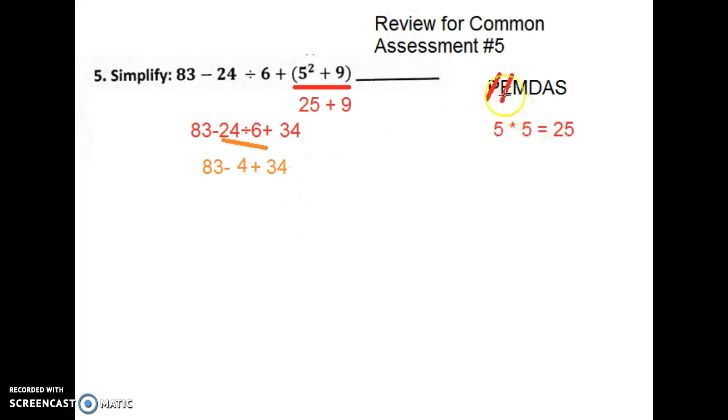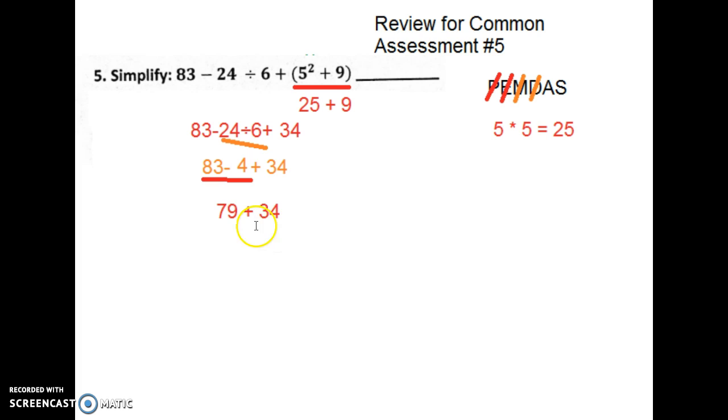So now I'm done with multiplication and division. Now I have adding or subtracting. Do I have addition and subtraction? I do. Which one's first? Whichever shows up first, left to right. So I have to do my subtraction first. This is where I'm seeing a lot of mistakes when I was helping some kids earlier today. So 83 minus 4, let's do that first. That equals 79. And then plus 34. And you'll have your answer. You can work out the last problem to get your answer.